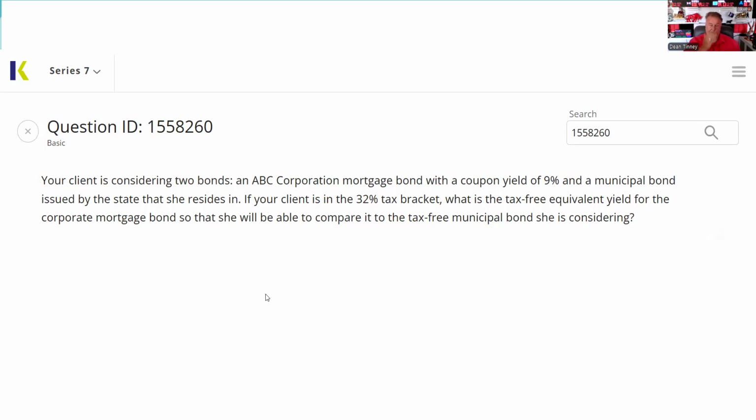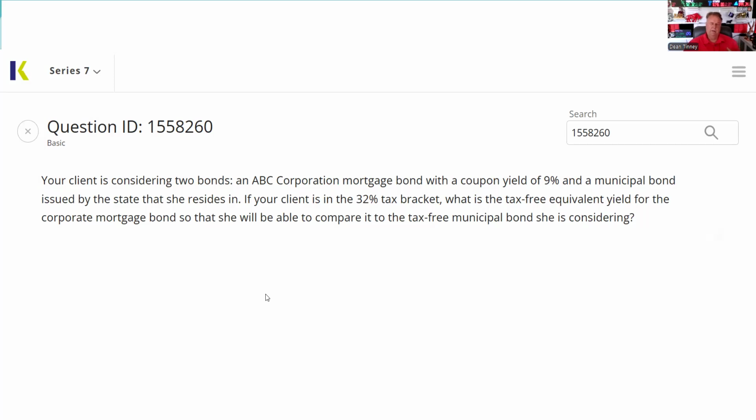This is very testable. I'll put it in both the 7 and 65 playlist. It's testable on both exams. Your client is considering two bonds, an ABC Corporation mortgage bond with a coupon yield of 9% and a municipal bond issued by the state in which she resides. So we have to determine suitability here.